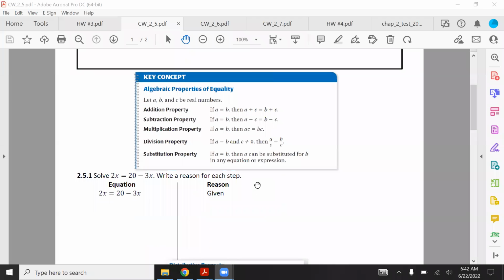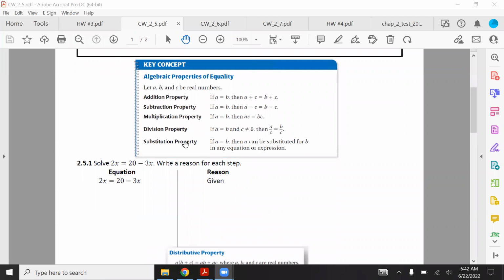And also we're going to state the properties that go with each step. Hopefully the first 4 seem pretty easy. If you add something to both sides, you're going to say addition property. If you're subtracting something from both sides, you're going to say subtraction property. If you're multiplying the same thing to both sides, you're going to say the multiplication property, dividing both sides by something, you're going to say the division property. And the substitution properties, if you're replacing a letter with something else. We'll see that down the road.